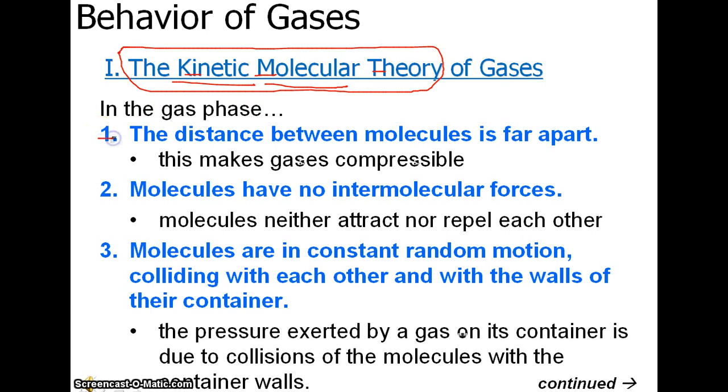Principle number 1 is the distance between the molecules is very far apart. This is what makes gases compressible. When you look at a picture of a solid and a liquid and a gas, you'll see that the solid is very close together. It's very organized. The liquid is also very close together, but not so organized. And the gas molecules completely spread out and take up the room and the shape of their container. Because there is very much space between the gas molecules, you can compress a gas.